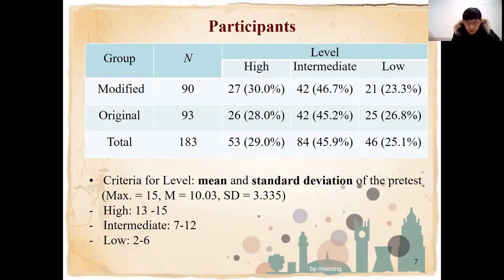The criteria for reading proficiency levels are the mean score and standard deviation of the pretest. The maximum score of the pretest is 15 because there were 15 reading questions in the pretest, and just 1 point was awarded to each question. The mean score is 10.03 and the standard deviation is 3.335. Based on them, those who gained 13 to 15 points were grouped into high, 7 to 12 intermediate, and 2 to 6 low.